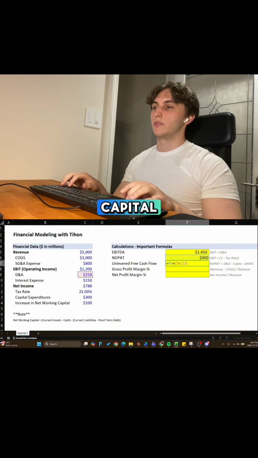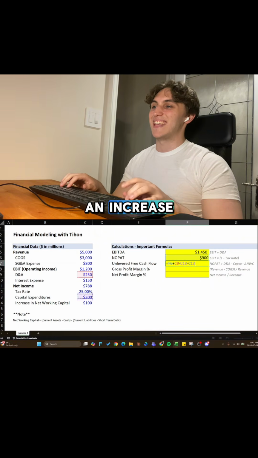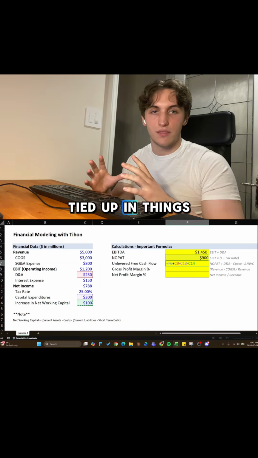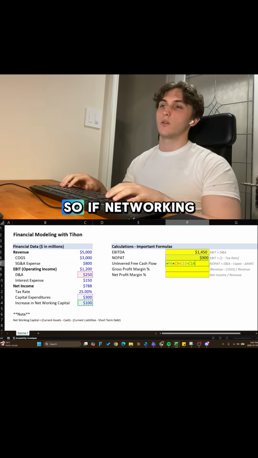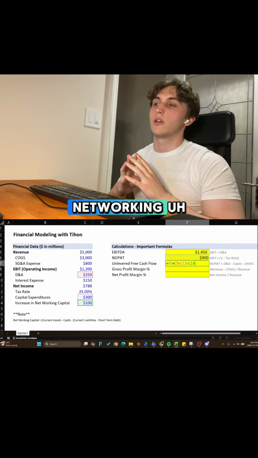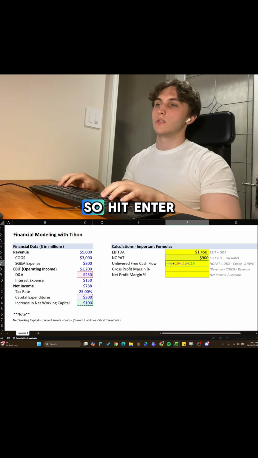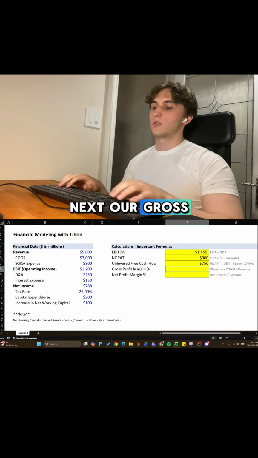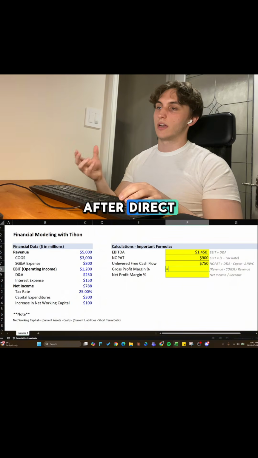We'll deduct capital expenditures, and we'll also deduct net working capital because it's an increase, meaning it's money tied up in things like inventory or waiting bills from customers. So if net working capital is positive, it's a cash outflow. If net working capital is negative, it's a cash inflow. So hit enter.